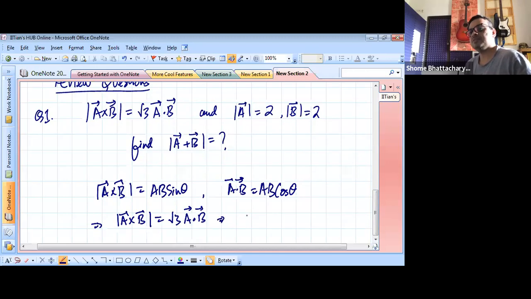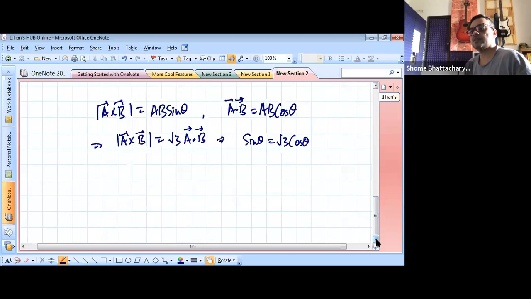So this is telling me that sine theta is equal to root 3 times cos theta, which means that tan theta is equal to root 3. This also means that theta is acute, because had theta been obtuse, then the dot product would have been negative. A dot B is a positive quantity, so I know that it's an acute angle.